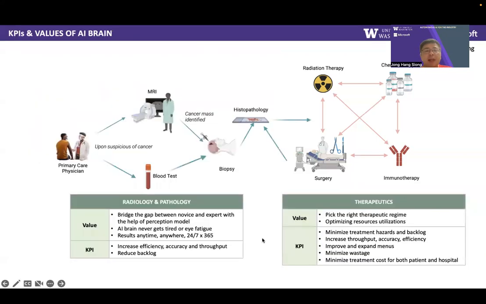And I conclude this presentation with the KPIs and the value of my AI brain. This AI brain could bridge the gap between a novice and an expert, and the AI brain can never get tired and never get eye fatigue, and gives you the results anytime, anywhere, 24/7. The same goes for the therapeutics, and these are the KPIs that you can formulate using combinations of the existing practices with machine learning and optimization, deep reinforcement learning, and so on.